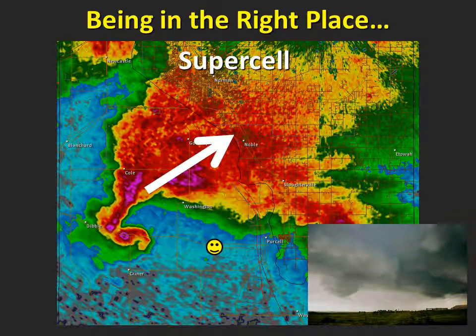In this case, our spotter is in position several miles south of the heavy rain and hail and several miles east-southeast of the most likely location for a tornado. The spotter knows this because he is getting constant updates from someone who is monitoring the storm on radar.